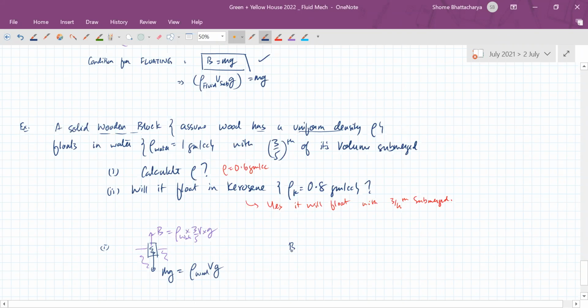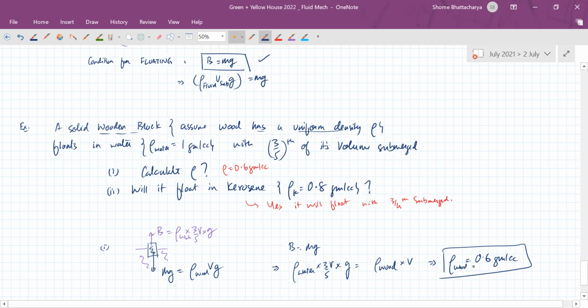Okay. So buoyancy equals weight, which means density of water into the portion submerged is equal to density of wood into the total volume. So density of wood is going to become 0.6 gram per cc, using the density of water, which is given to us, 1 gram per cc.